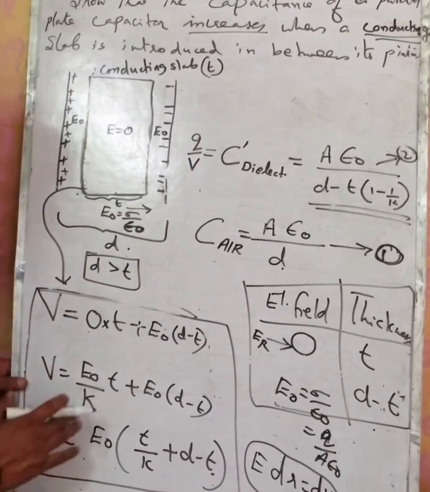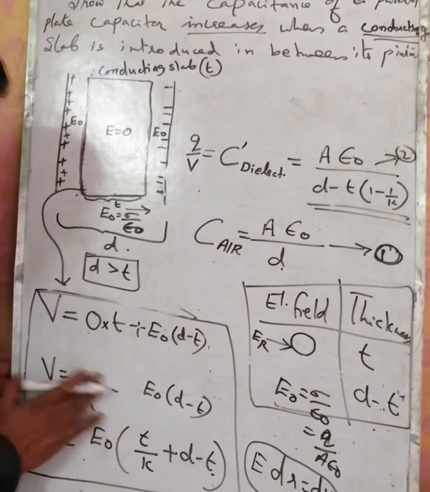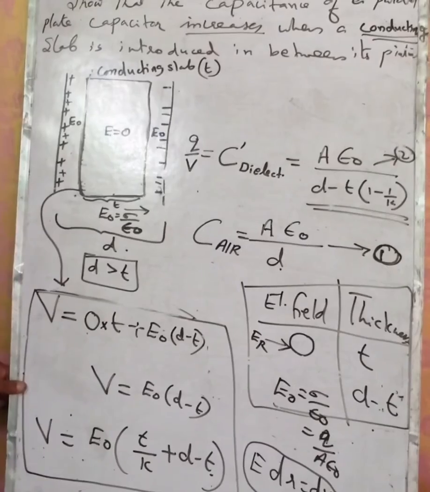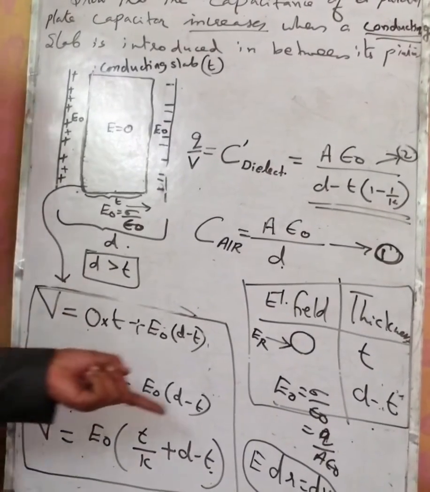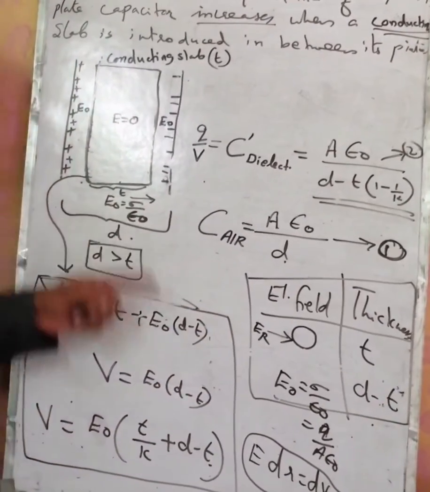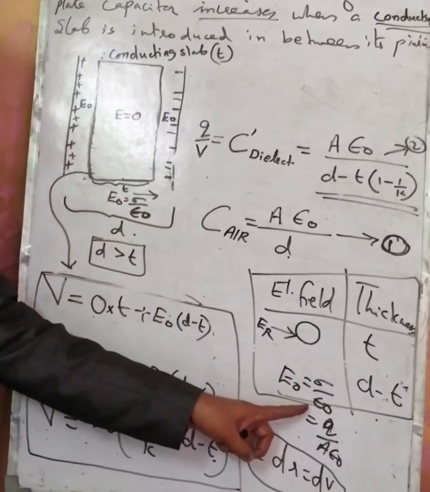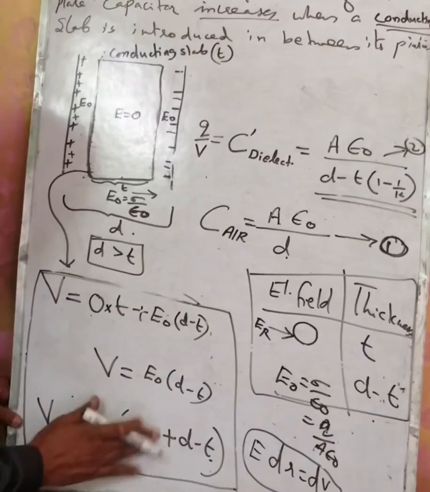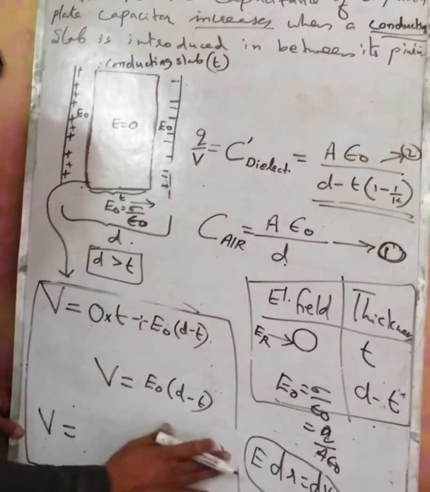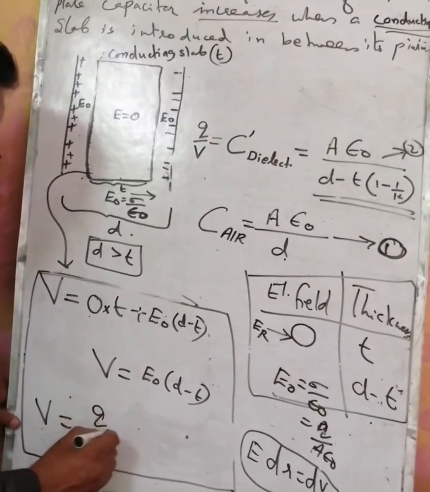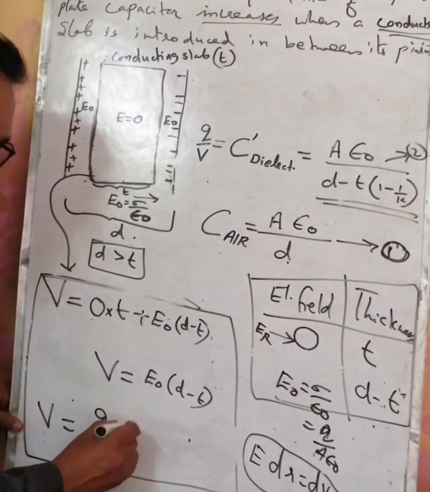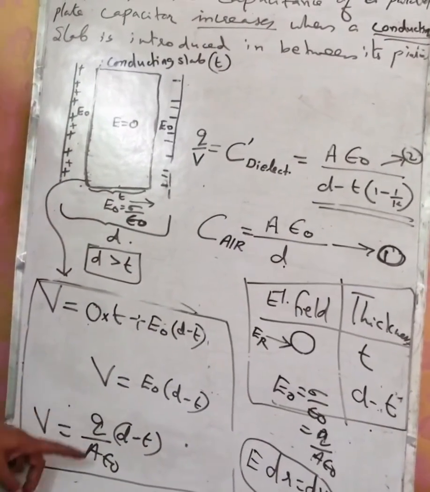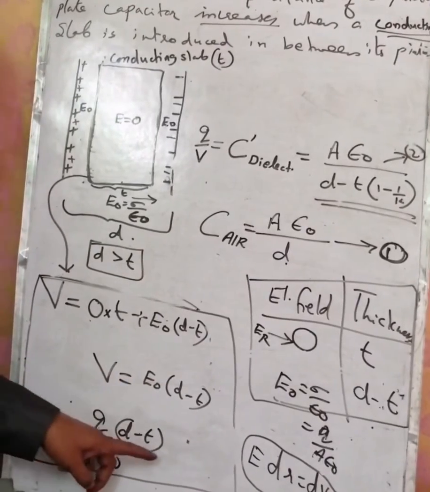Now the answer is very simple, because 0 into T is 0. So only this much part is left. So your V is equal to E naught into D minus T. And what is E naught? E naught is sigma by epsilon naught. And what is sigma by epsilon naught? Q by A epsilon naught. So instead of E naught, you can write Q by A epsilon naught into D minus T in the numerator.